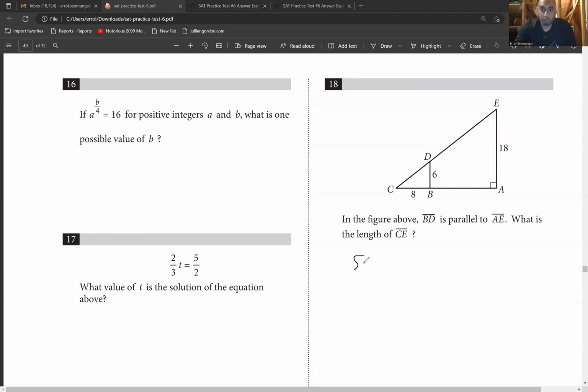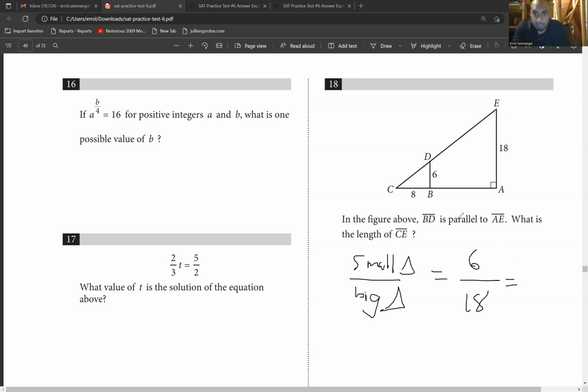We're just gonna go small triangle on top, small triangle over big triangle. Use that. Okay, same setup. So 6 over 18, yep, is equal to 8 over x.